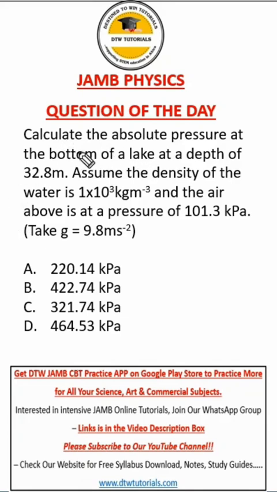Okay, look at this. It says calculate the absolute pressure at the bottom of a lake at a depth of 32.8 meter. Assume the density of the water to be this, and the air above is at a pressure of this. That's kilopascal, 101.3 kilopascal, and take G as this.